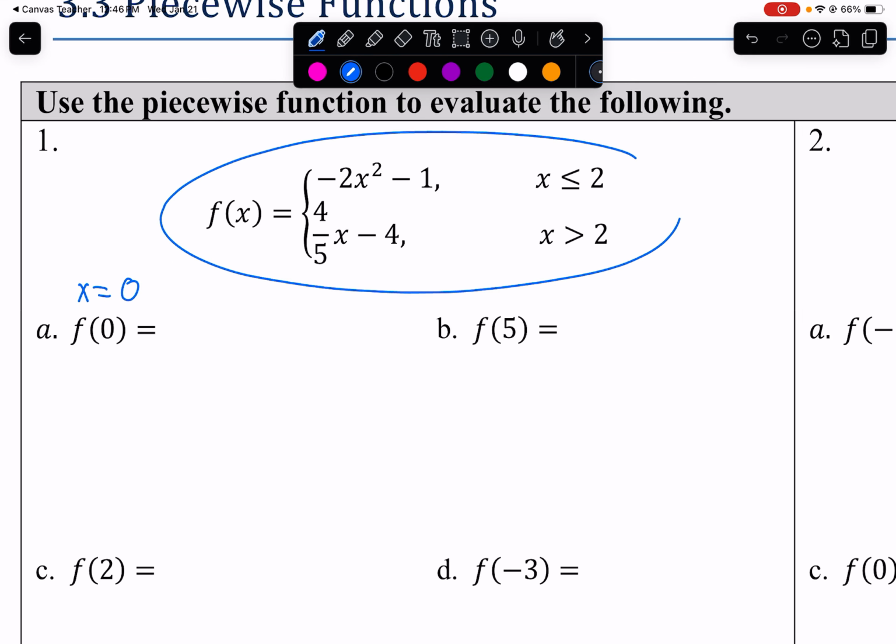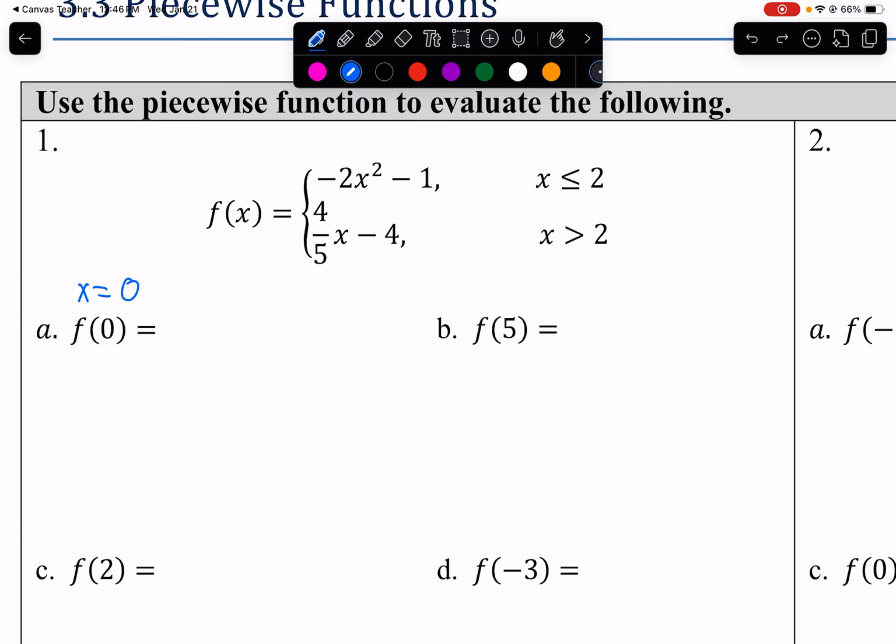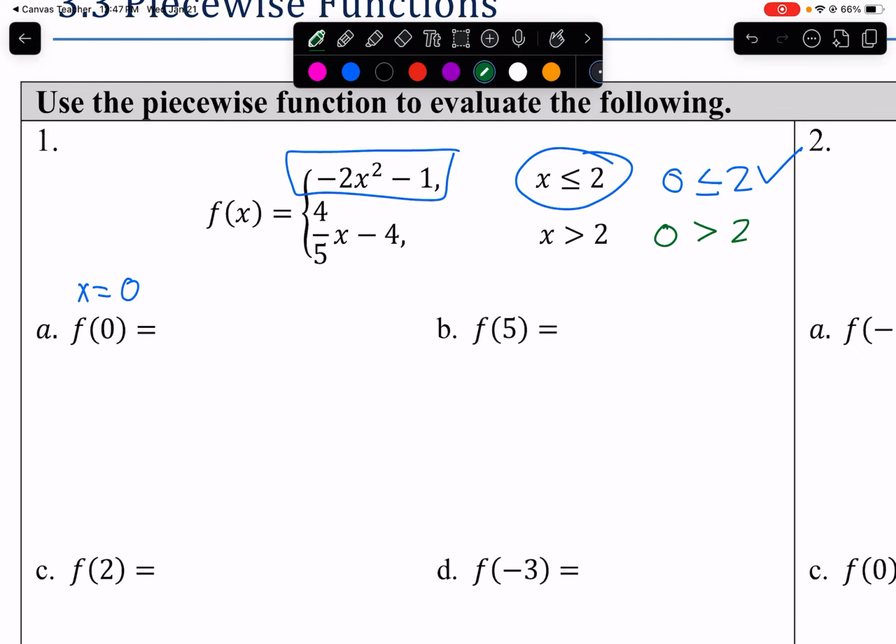So we're going to take a look at this piecewise function and figure out, are we going to use the first function or the second function? Well, when x is equal to 0, if we test this first one, is 0 less than or equal to 2? That is true, so we would use the first function. The second function, is 0 greater than 2? That's false, so we wouldn't use the second function.